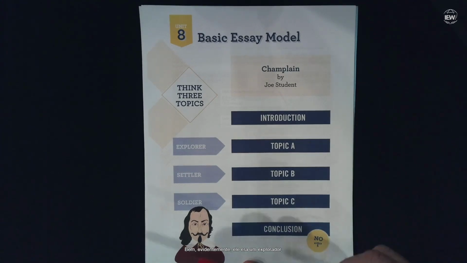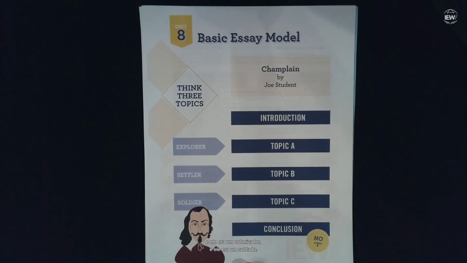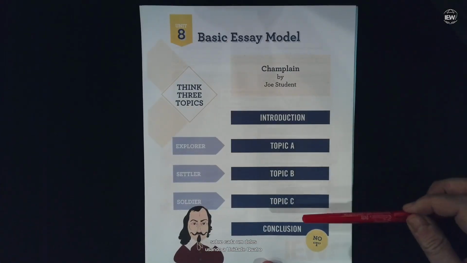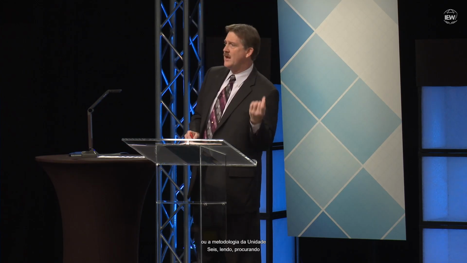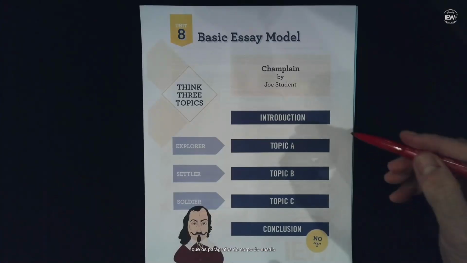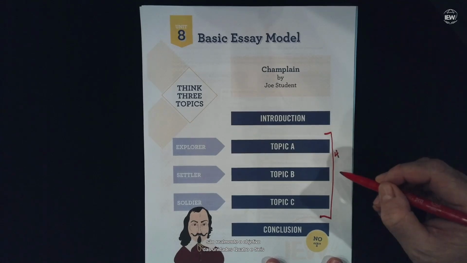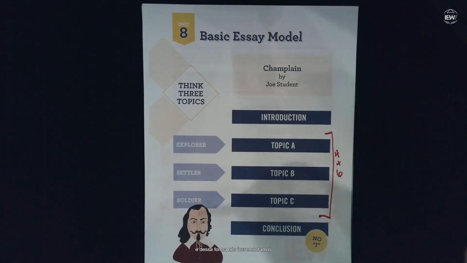What was he? Well, evidently, he was an explorer, and he was a settler, and he was a soldier. And so you can look at those 3 aspects of his life, and you can create a paragraph about each of those using either the Unit 4 or the Unit 6 methodology. Reading, looking for interesting, important, and relevant facts. If you have multiple sources, fusing those facts. And so really we see quite clearly that these body paragraphs of the essay are really the target of what Units 4 and 6 are all about.